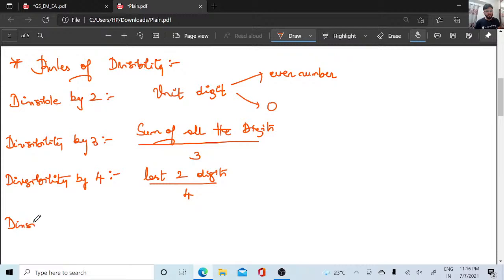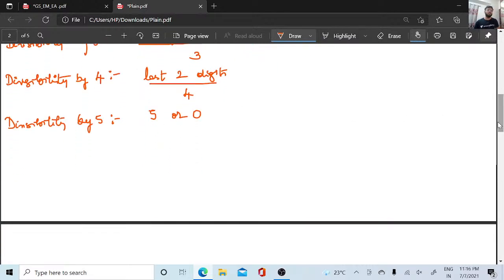And finally the divisibility by 5. Either the unit digit is 5 or 0. If the unit digit is 5 or 0, you can tell the number is divisible by 5.